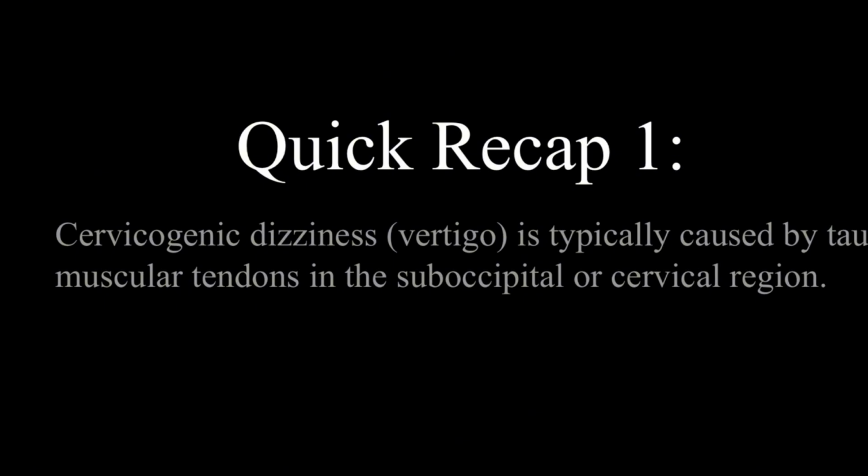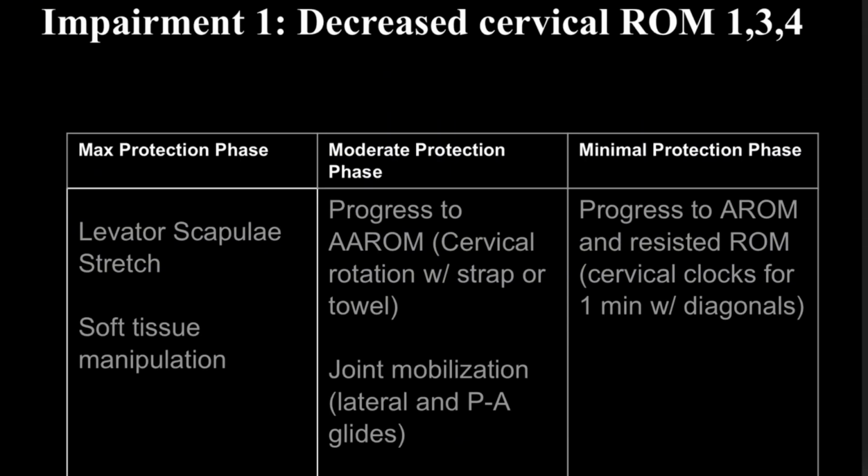So a quick recap of cervicogenic dizziness. It is typically called vertigo, caused by muscular tendons in the suboccipital or cervical region. All right, so the first problem that we're going to address is decreased cervical range of motion.